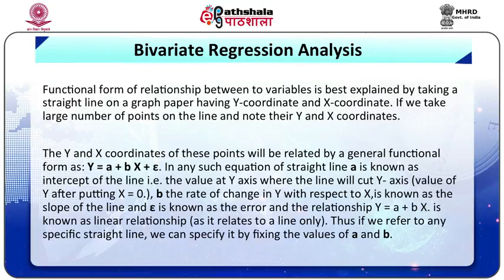In any such equation of a straight line, a is known as the intercept of the line, that is the value at the y axis where the line will cut the y axis, the value of y after putting x equal to 0. b, the rate of change in y with respect to x, is known as the slope of the line, and epsilon is known as the error. The relationship y is equal to a plus b x is known as a linear relationship as it relates to a line only.